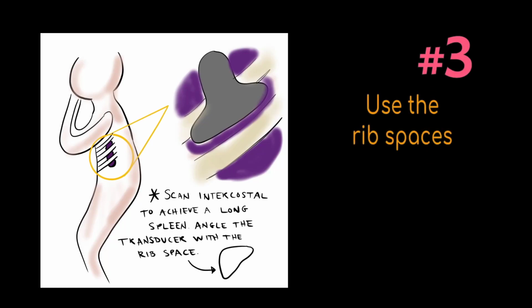My third tip then is to utilize the intercostal space. So you align your transducer within the intercostal space to get that long image. That way you aren't really getting shadows from the ribs because you're right in between the rib space. And that usually gives you a very nice image of the spleen in long.